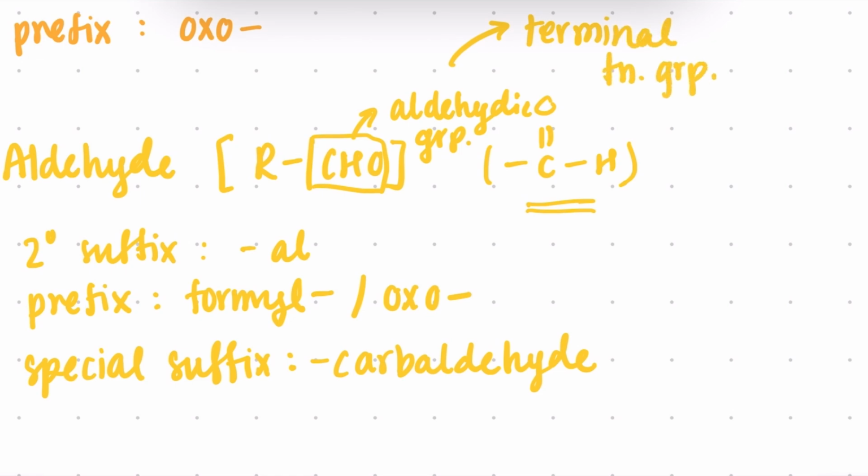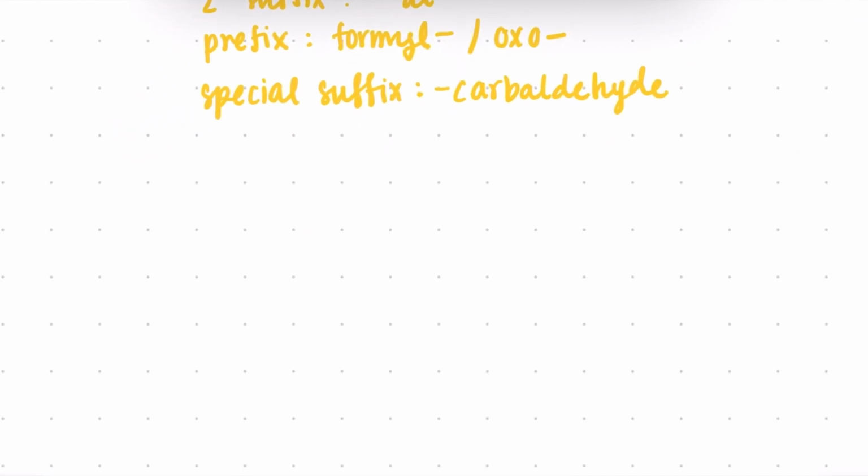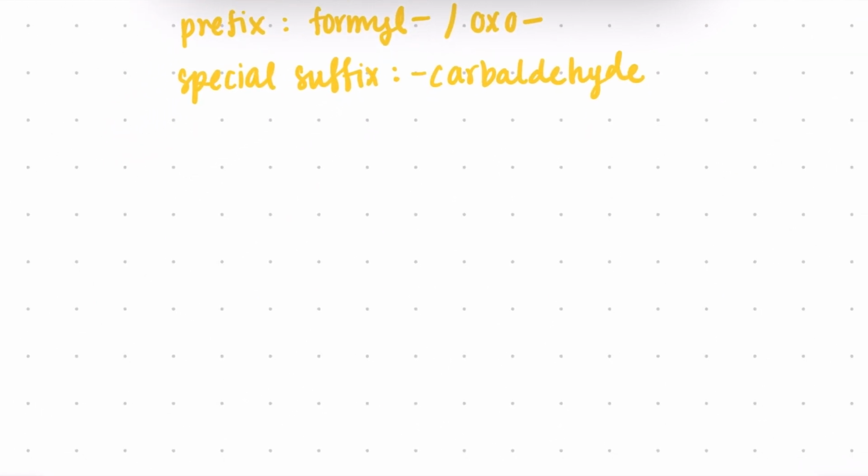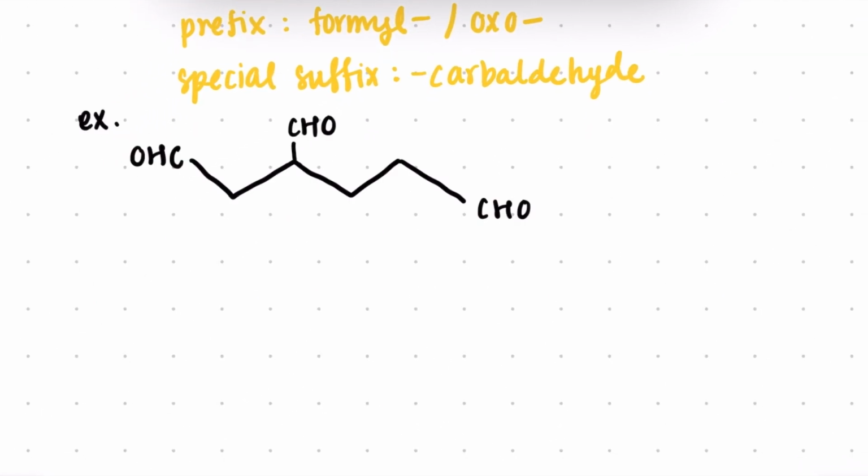So whatever our compound is after the CHO group, it does not continue. So it's a terminal functional group. So now let's get to the examples. So this is one of our examples right here, okay?